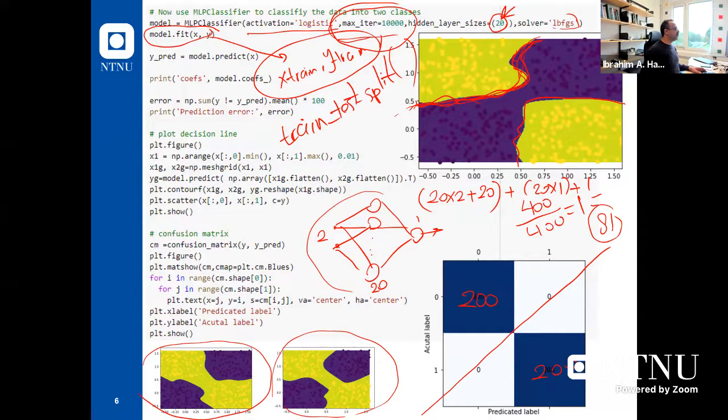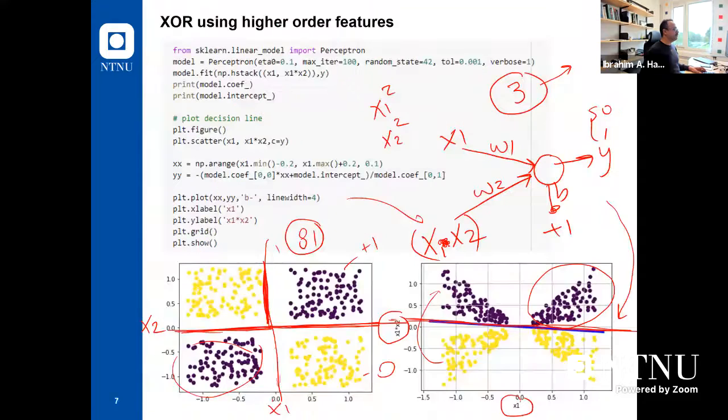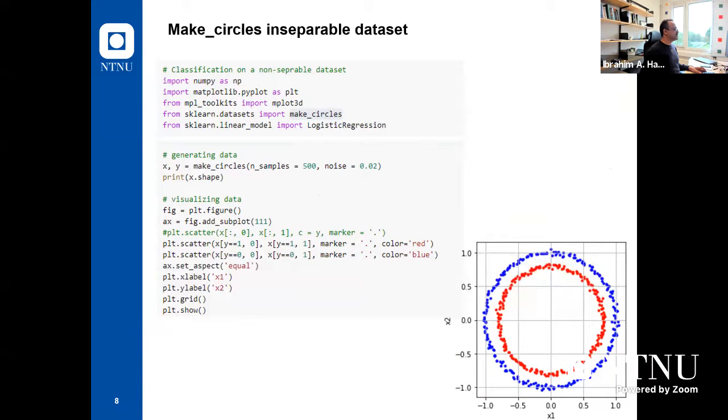So we will continue with inseparable data sets. We will work with this example, make circles. As I told you before, we have some functions in Python in sklearn.datasets. We can have some data sets. They are artificial data sets, in fact, which we can use for generating specific data sets and for testing models.